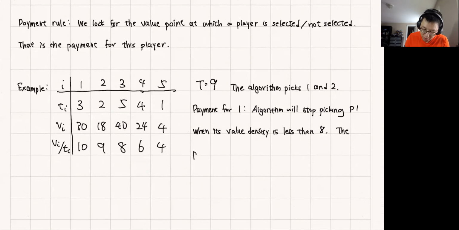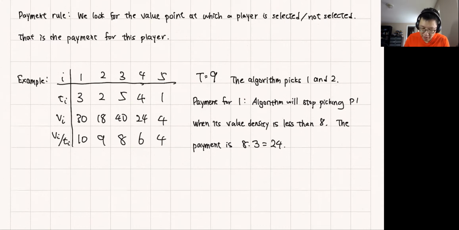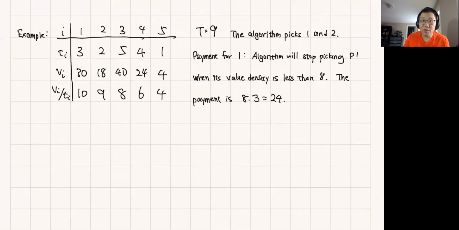So then the payment is 8 times the size of player 1's item, so that's going to be 24. Okay, all right, so that is for player 1. Hopefully I'm not making any mistakes. It should be okay.